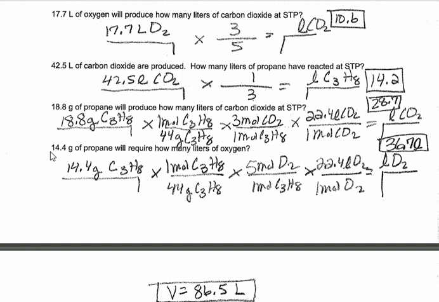Now what about the next one? 14.4 grams of propane will require how many liters of oxygen? Same thing. Take my grams, multiply by 1 mole over the molar mass, times 5 over 1. There's a 5 in front of the O2 in the equation, and 1 mole for our C3H8. And again, multiply by 22.4 liters of oxygen per 1 mole of oxygen. Because remember, 22.4 liters is the same for all gases at STP.